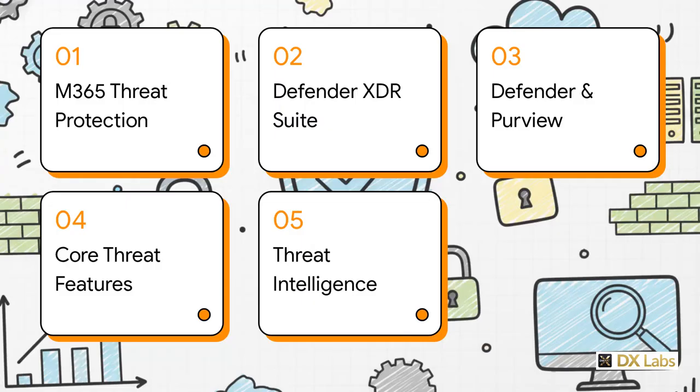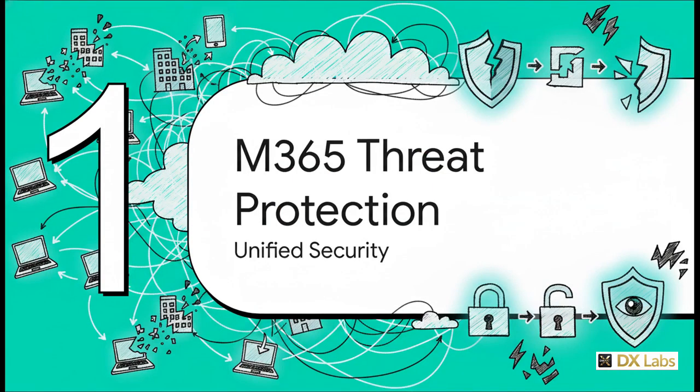Okay, let's look at the agenda. We've got 5 key areas today: M365 threat protection, the Defender XDR suite, Defender and Purview integration, core threat features, and finally, threat intelligence. Section 1. M365 Threat Protection, focusing on unified security.